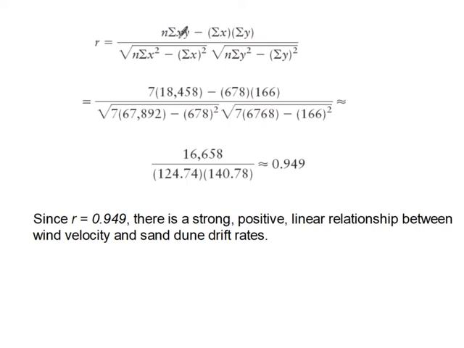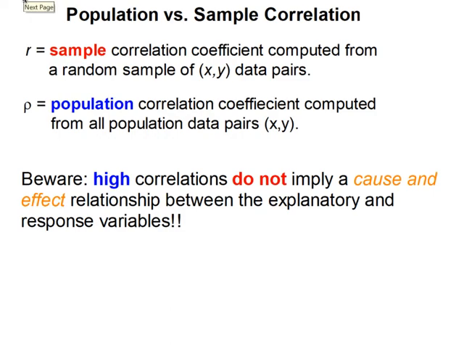So the sum of x times y goes right there, sum of x, sum of y. I got my n, which was 7. It's 7 because there were 7 ordered pairs. Do some math, and you get r is 0.949. So that means there's a strong positive linear correlation between the wind velocity and the sand dune drift. And it's strong because r was close to positive 1.